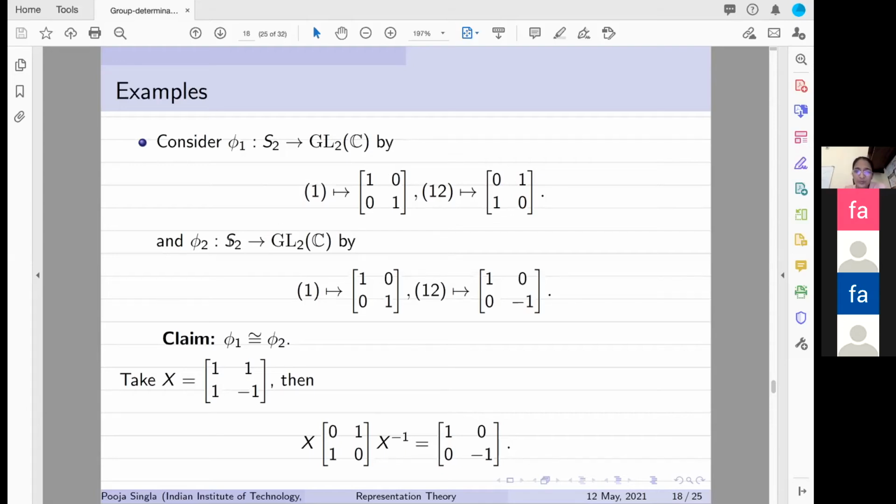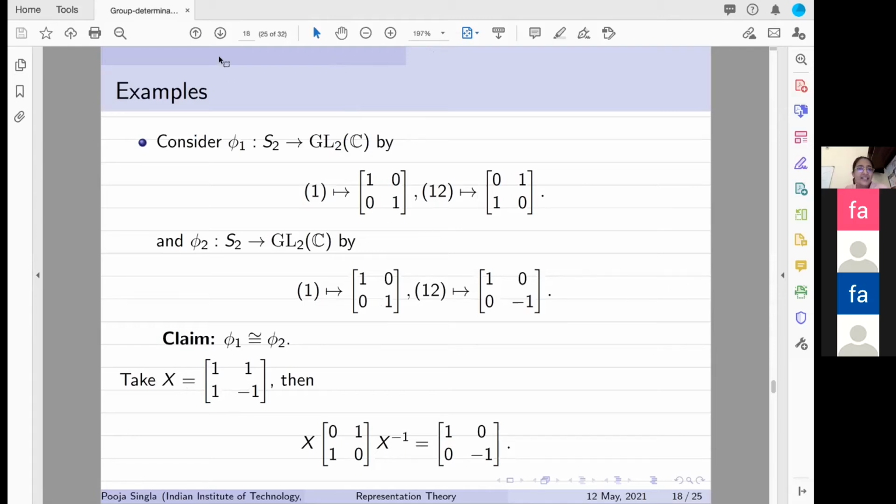Similarly, I take phi2, where 1 goes to (1 0; 0 1), again just identity, and (1 2) goes to (1 0; 0 -1). These are two different group homomorphisms, or in my language, two different representations of dimension 2 of the group S2. They are two-dimensional because of this GL2(C). Now I want to claim that this phi1 is equivalent to phi2.